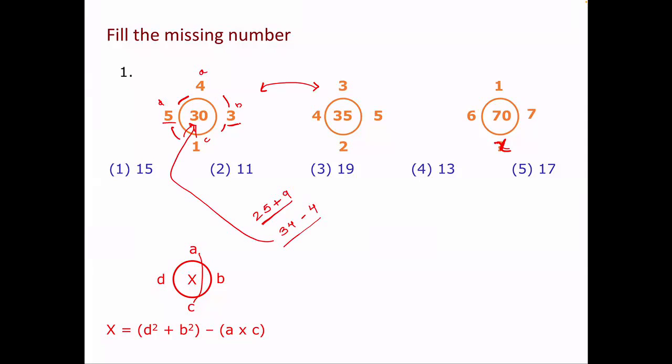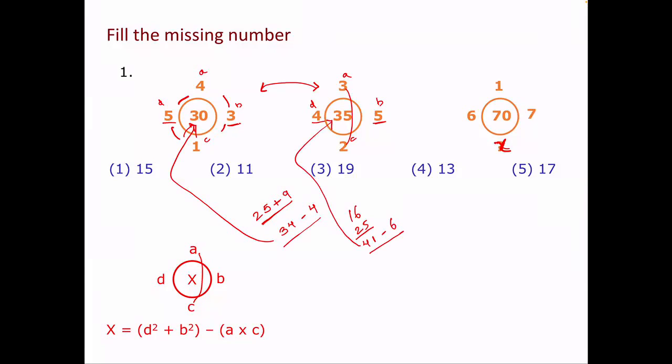Okay, similarly do it here. If you call them as A, B, C, D, so it is D square plus B square. 4 square is 16, 5 square is 25. This becomes 41. Okay, minus A into C. 3 into 2 is 6. 41 minus 6, it is 35.